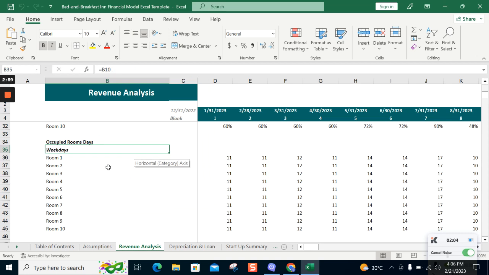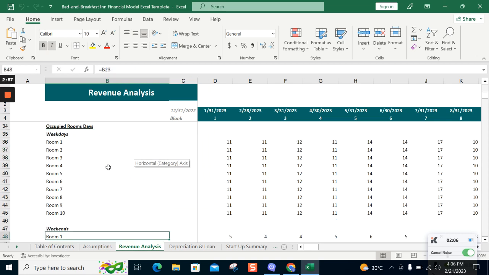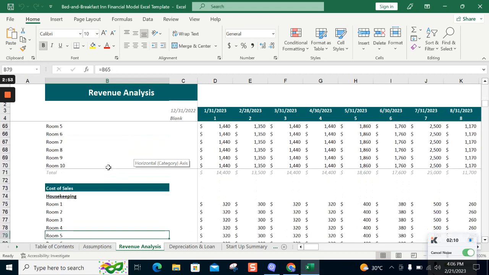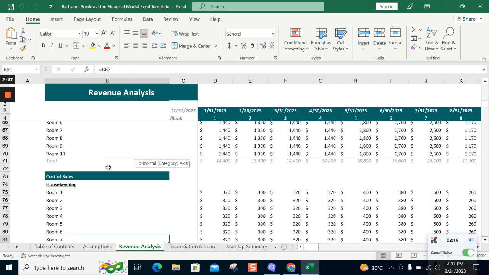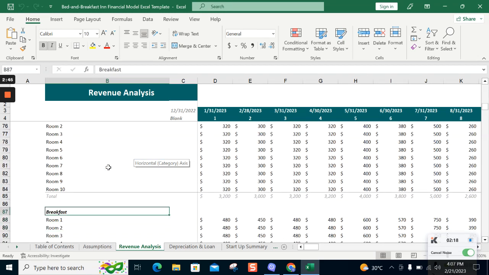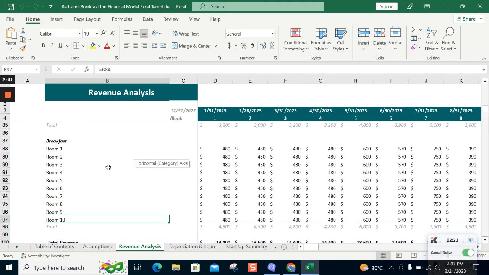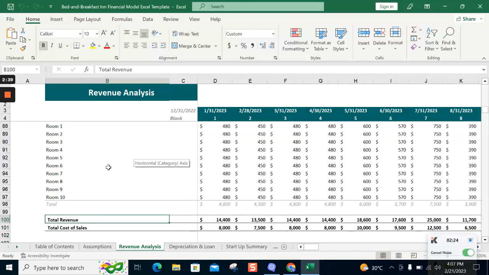The revenue analysis sheet estimates the occupied room days, weekdays and weekends both, and then the revenue per room, and then the total revenue for all the rooms, the cost of sales, housekeeping cost per room, and then the total housekeeping cost and breakfast cost per room, and then the total breakfast cost, and at last the total revenue and the total cost of sales.